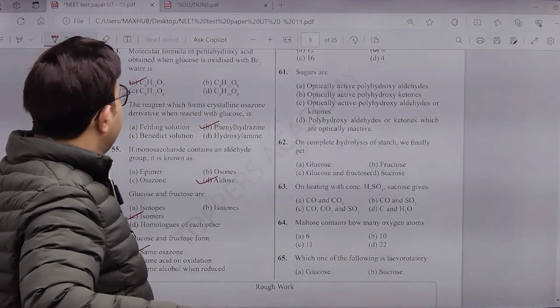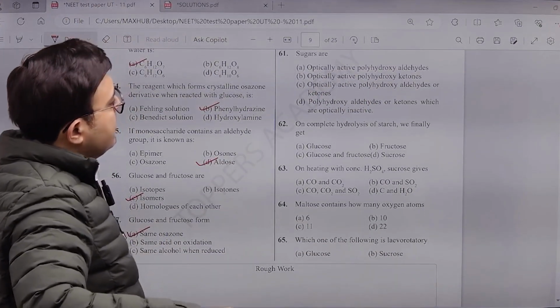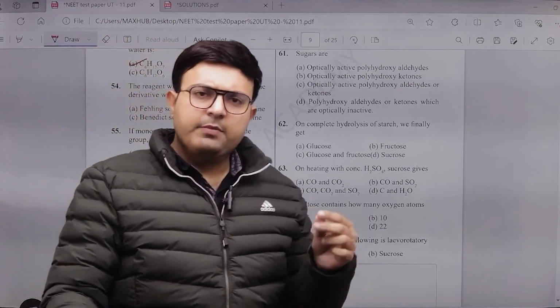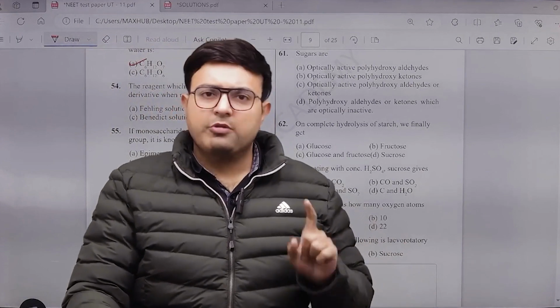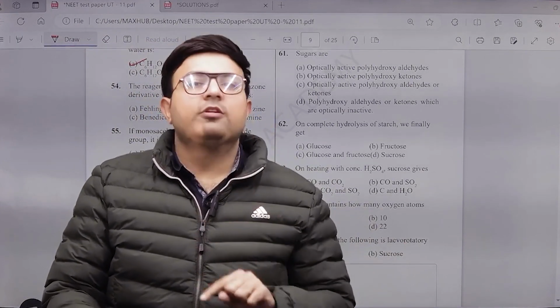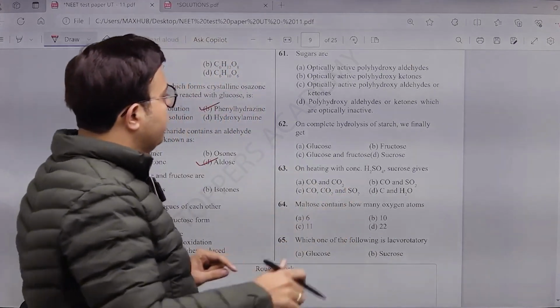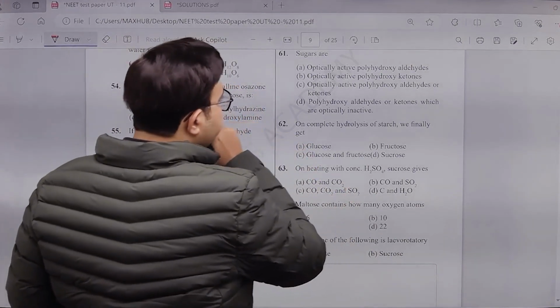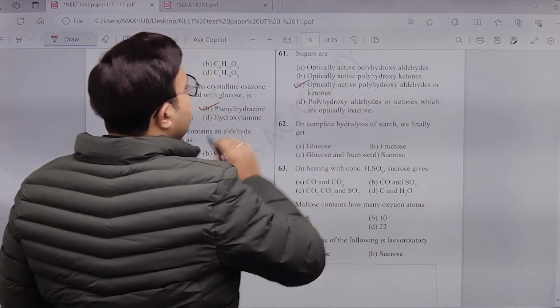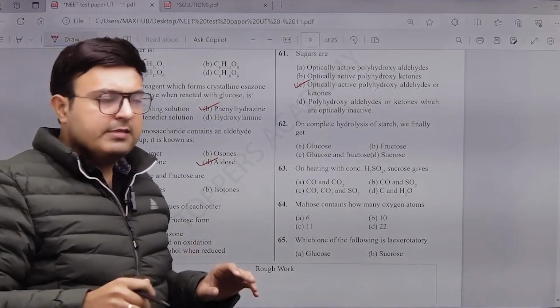Okay, going to question number 61. Sugars are, okay, so this is a very basic definition of sugars. Sugars can be aldehydes or ketones, and they should be optically active also. Remember this. So optically active polyhydroxy aldehyde or ketone. 61 has answer C.